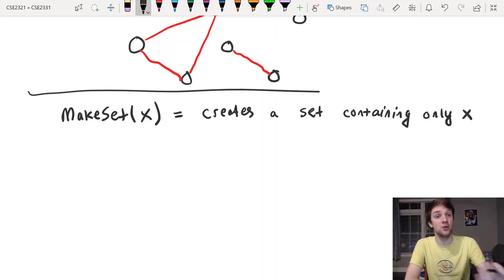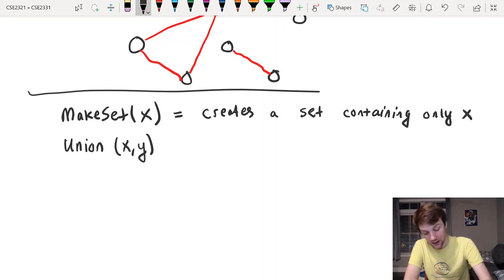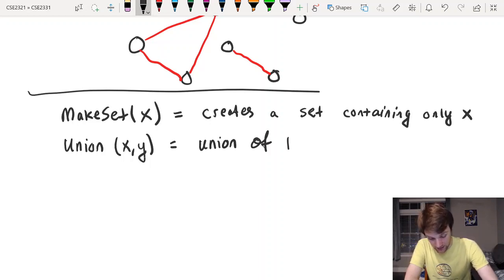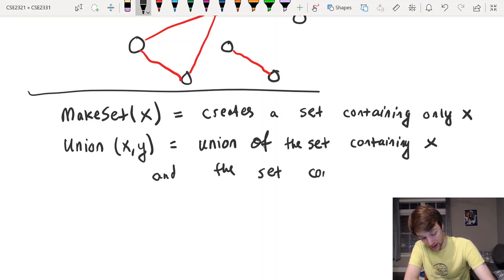We're then going to be able to union two sets together. Union XY finds the union of the set containing X and the set containing Y.